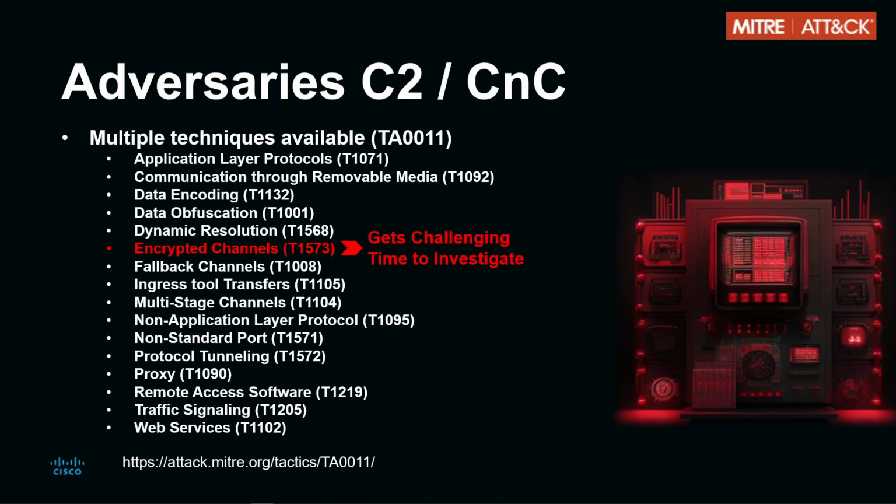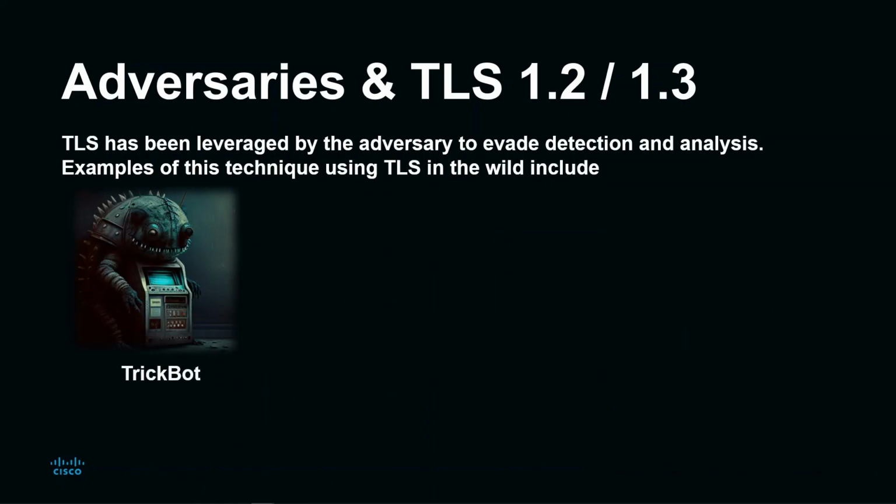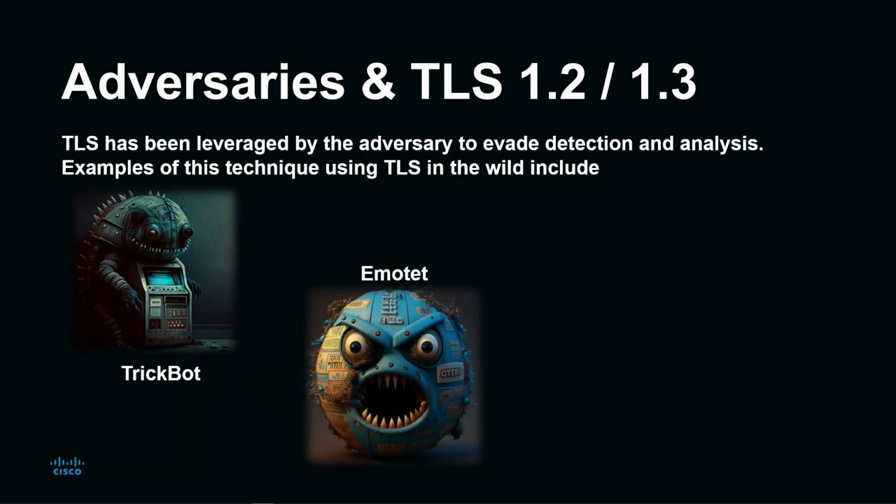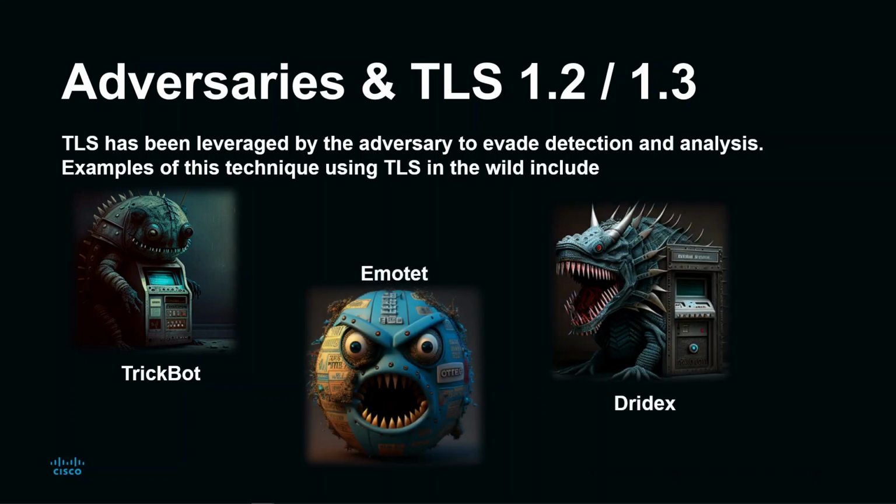Now it gets challenging, so let's investigate this a little bit further. One of the challenges is that it mimics normal encrypted traffic to avoid detection. So QUIC, for example, or TLS using cert pinning, these are all behaviors that you would expect in any environment. Now let's talk about TLS. Now it has been leveraged by the adversary to evade detection and analysis. Some examples of this include TrickBot, Emotet, and then Dridex. All of these and many, many more have used just TLS to evade detection.